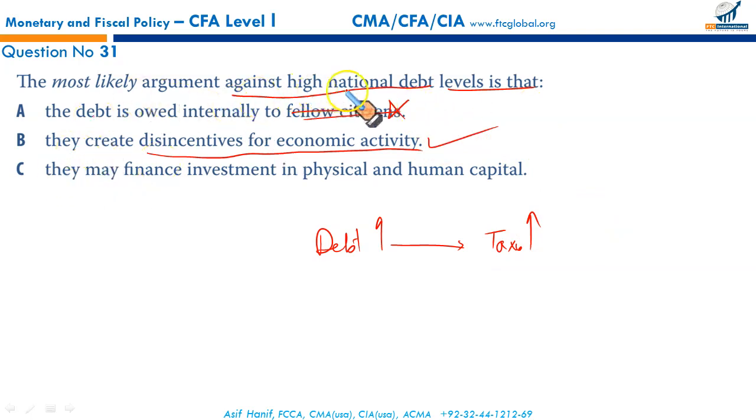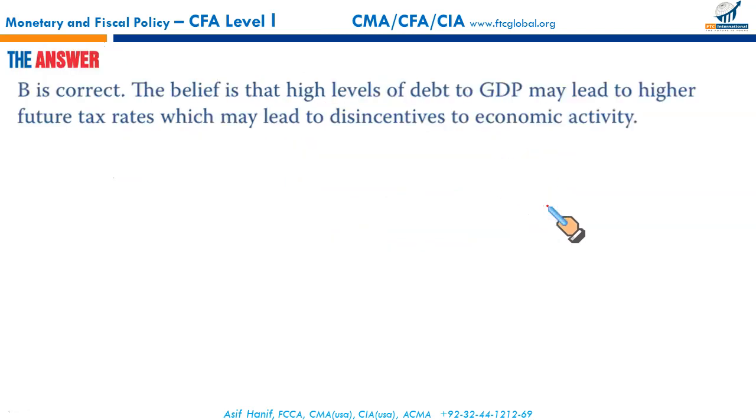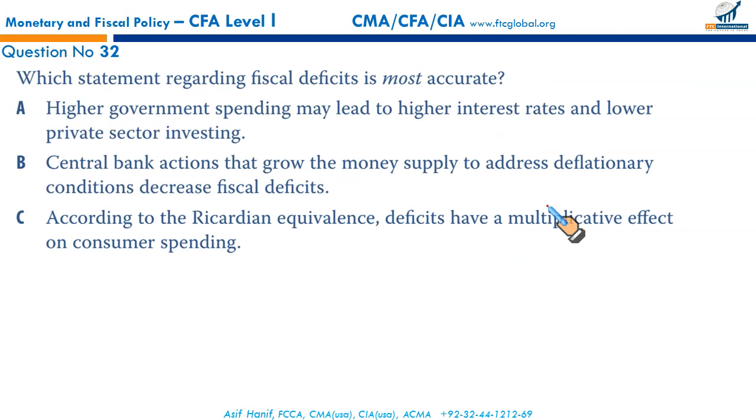The most likely argument against high national debt level is that they may finance investment in physical and human capital. That goes in favor, not against. Hence, B is the right option. Which statement regarding fiscal deficit is most accurate? Higher government spending may lead to higher interest rates and lower private sector investment. That's true. Government borrowing may compete with private sector borrowing, crowding out investment. Correct. Look no further. A is the right option.